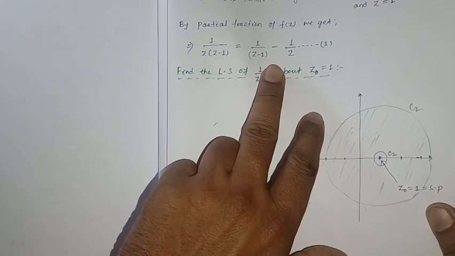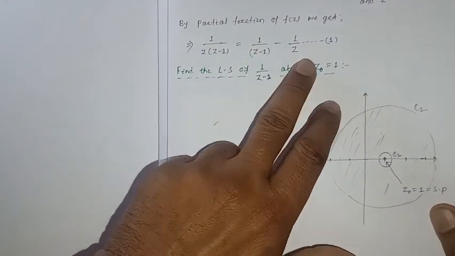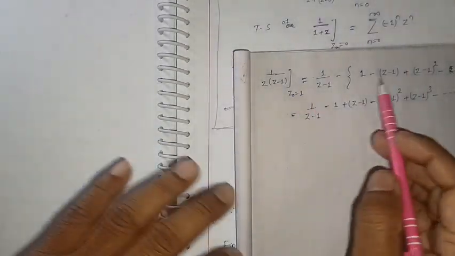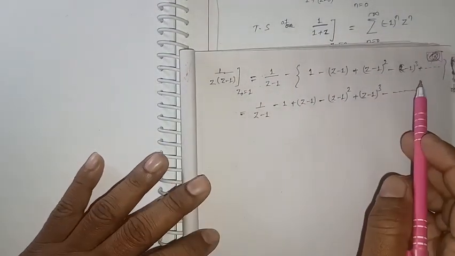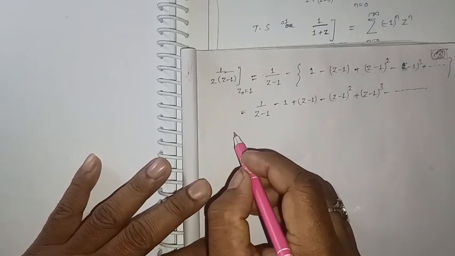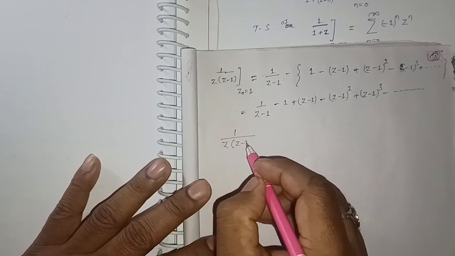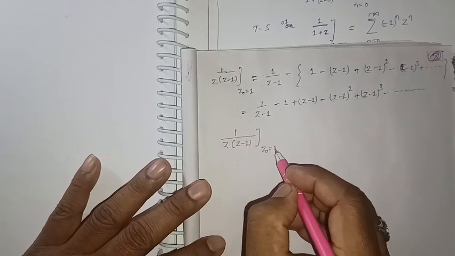Okay, I'm going to explain again. For this question, what did we do? We first did the partial fraction. By partial fraction, we found the two functions. Separately, we found the Laurent series of this one, then substituted, and we got the Laurent series. This is the expansion form. So here, in the question, it has been asked that we have to find the Laurent series of this one about z0 equal to 1.